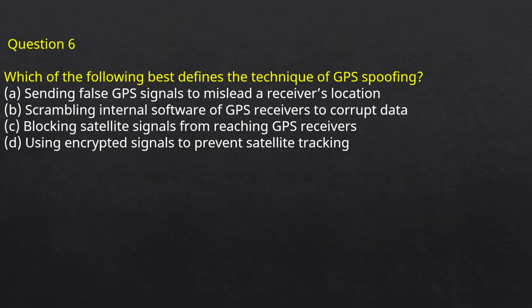Question number 6. Which of the following best defines the technique of GPS spoofing? Statement A. Sending false GPS signals to mislead a receiver's location. B. Scrambling internal software of GPS receivers to corrupt data. C. Blocking satellite signals from reaching GPS receivers. D. Using encrypted signals to prevent satellite tracking. So the correct answer for this question is A, that is, sending false GPS signals to mislead a receiver's location.